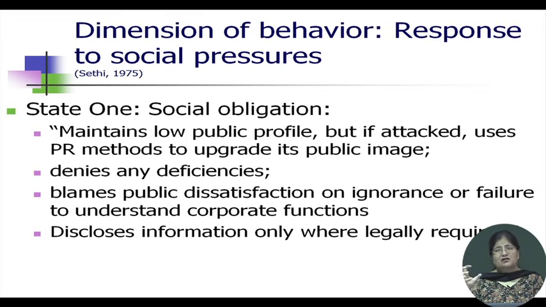So, some social pressure comes and you say, no, we are not doing anything, but there is no proactive work here. Denies any deficiencies. You don't acknowledge that you may have gone wrong in some place. Blames public dissatisfaction on ignorance or failure to understand corporate functions. Somebody points a finger at you and you say, you don't understand our work. We do things differently. Discloses information only where legally required. So, that is state 1 of social obligation.